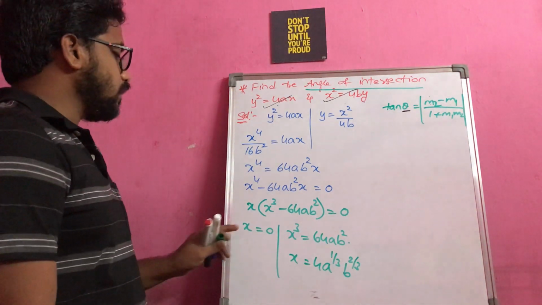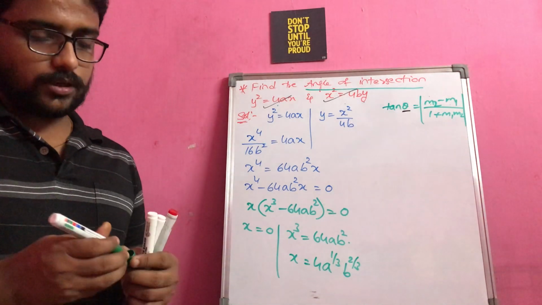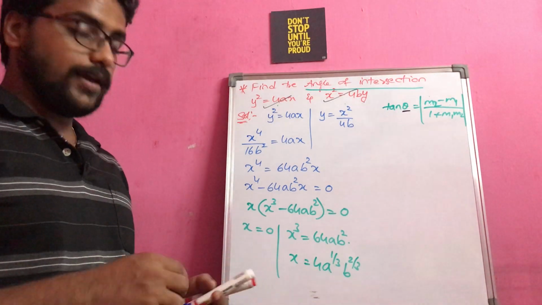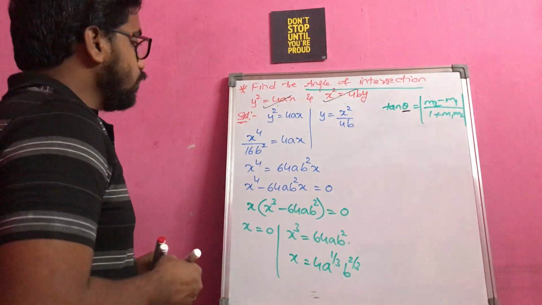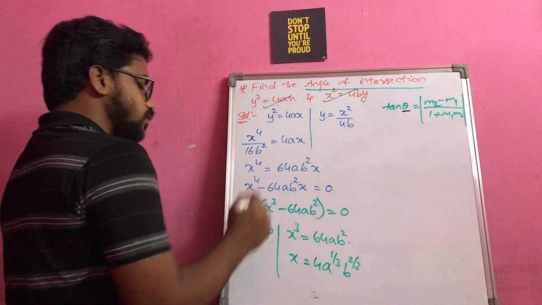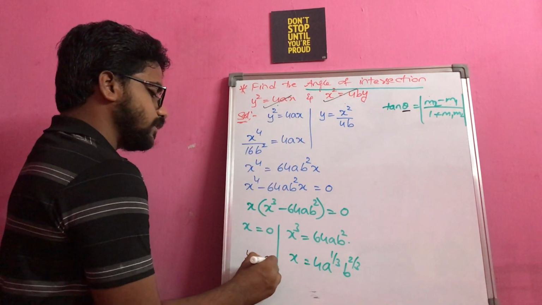So that means I have to get the y coordinate also, because point of intersection means both x and y coordinate should be there, right? So when I substitute x is equal to 0 here, I am getting y is equal to 0.